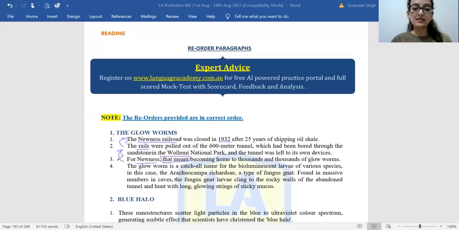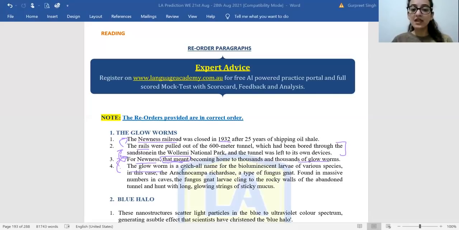So here the question arises, what meant? That is why this sentence did not come second. You could have said that for Newness, we can put it after the Newness sentence, but we need the answer to that meant first. That meant is what was happening in the previous sentence, that the tunnel was left to its own devices. Here we introduced the concept of thousands of glowworms, and now we are saying the glowworm, which is again referencing the sentence that introduced glowworms to us.